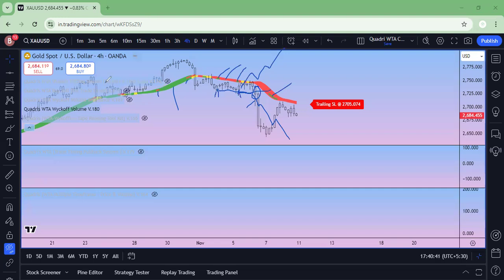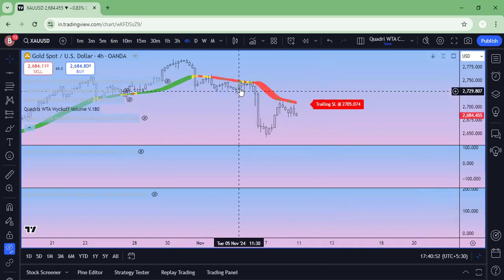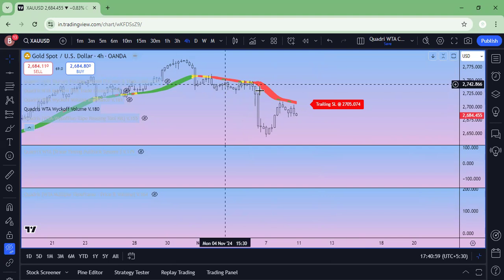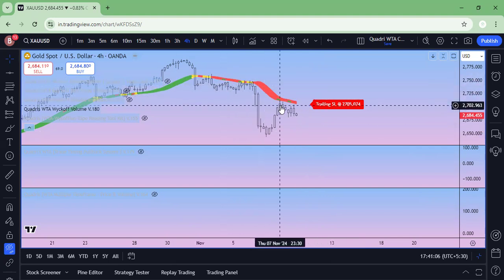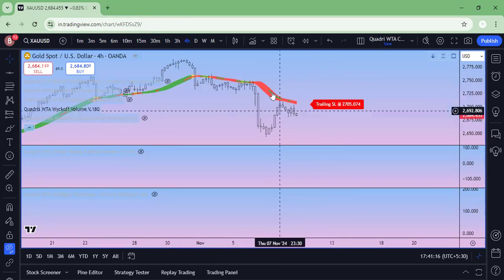Now you have options given in the input tab to select which side you want. If I apply low volume pullback, it will give me the low volume pullback. Now you see this is the low volume candle, this is the low volume candle, this is the low volume candle, because all my indicators don't repaint. The only thing it requires is for the bar to close, and this is the low volume of the price respecting, like without volume, this is the pullback.